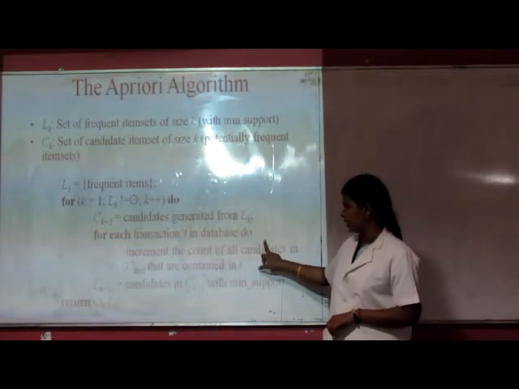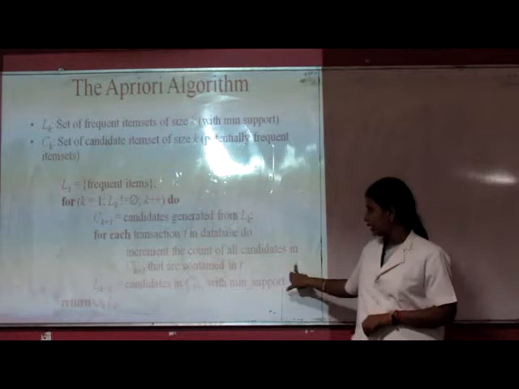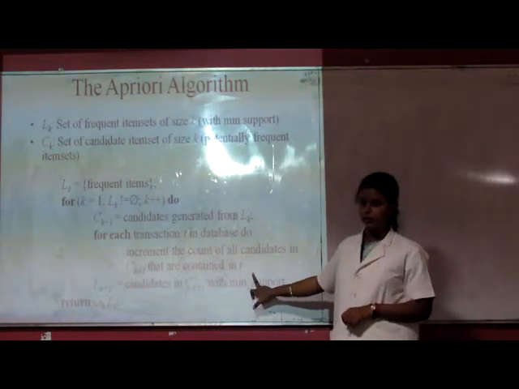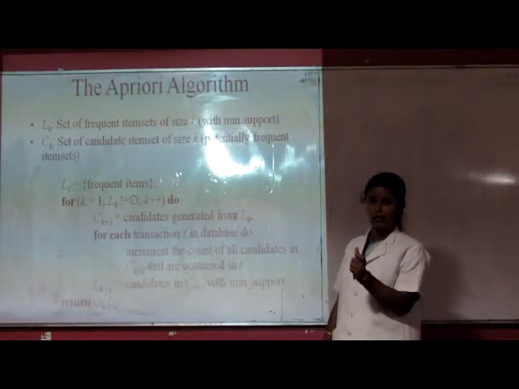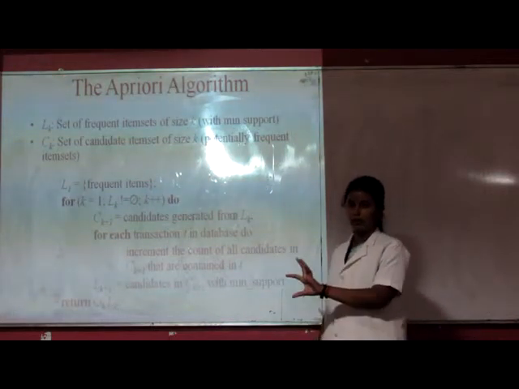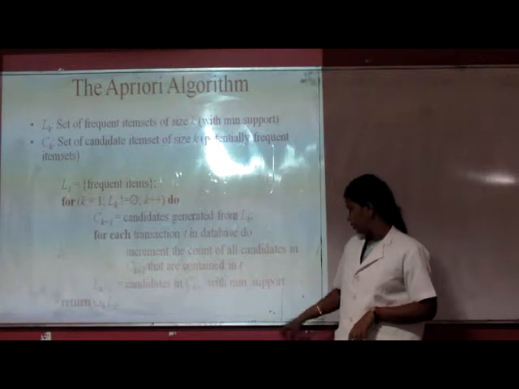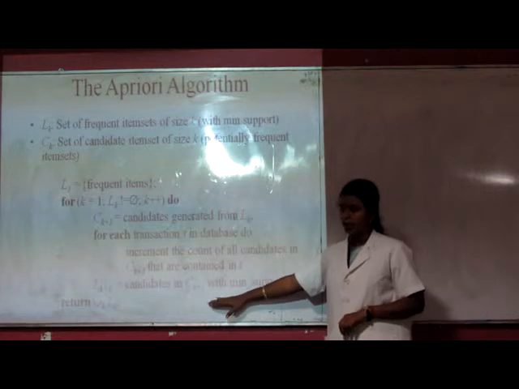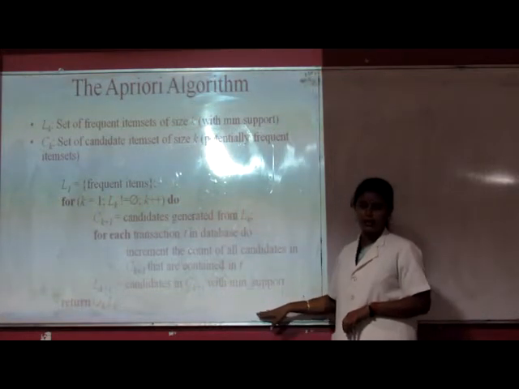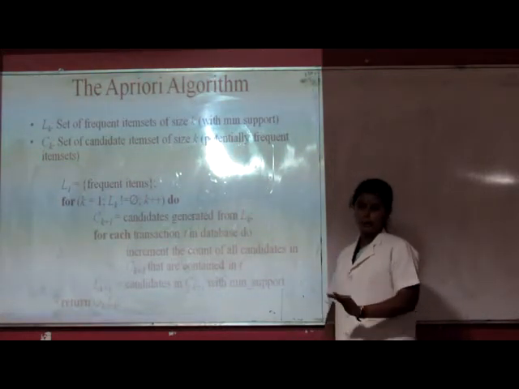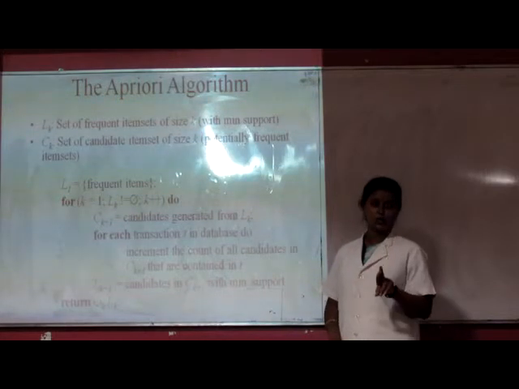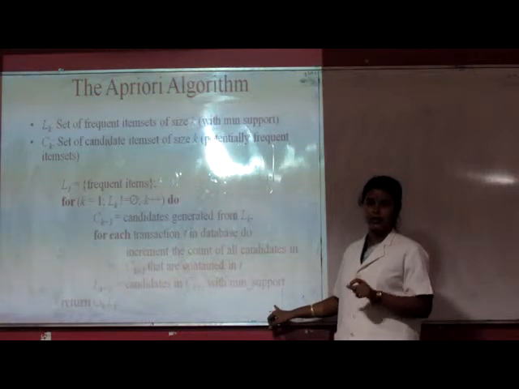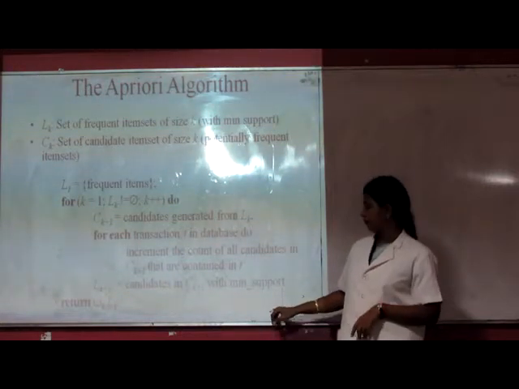So for each transaction, increment the count of all candidates in C k plus 1 that are contained in the transaction. Okay, so you have to increment the previous count by one. So we are going to select only the items that meet the minimum support level. That is, 50% means at least 2 transactions will contain those items. K items have to be present in at least 2 transactions.